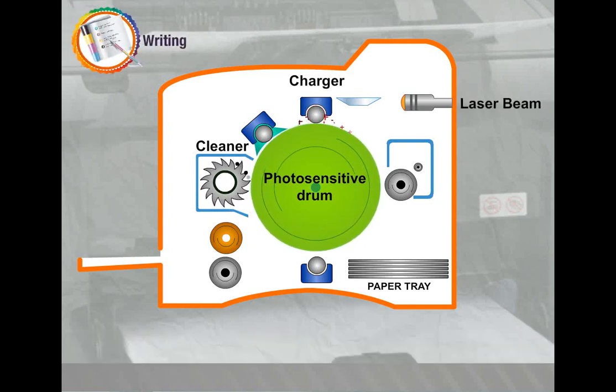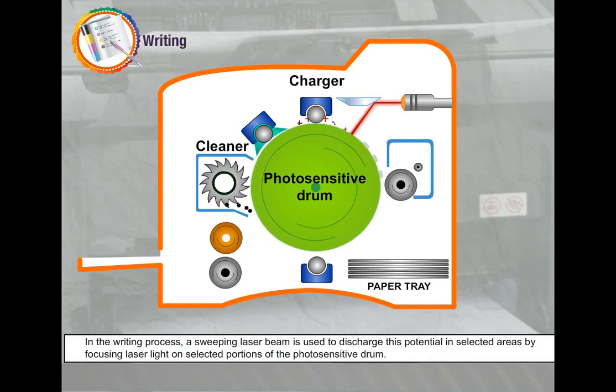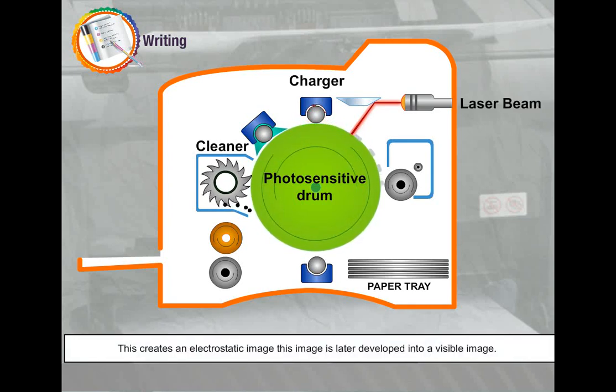Writing. After rotating past the conditioning station, the drum has a uniform high negative charge on its surface. In the writing process, a sweeping laser beam is used to discharge this potential in selected areas by focusing laser light on selected portions of the photosensitive drum. This creates an electrostatic image. This image is later developed into a visible image.